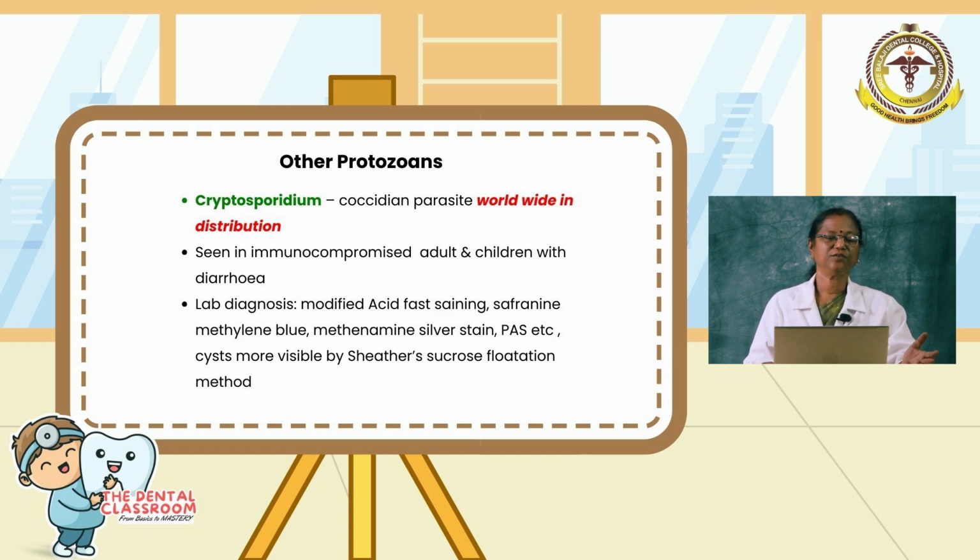It is mainly diagnosed by acid fast staining, safranin methylene blue, methenamine silver stain, PAS method, and the cysts are visible by Sheather's sucrose flotation. It is a concentration method. This sucrose flotation method is a concentration method, and you can very well observe the cyst of Cryptosporidium by this method.